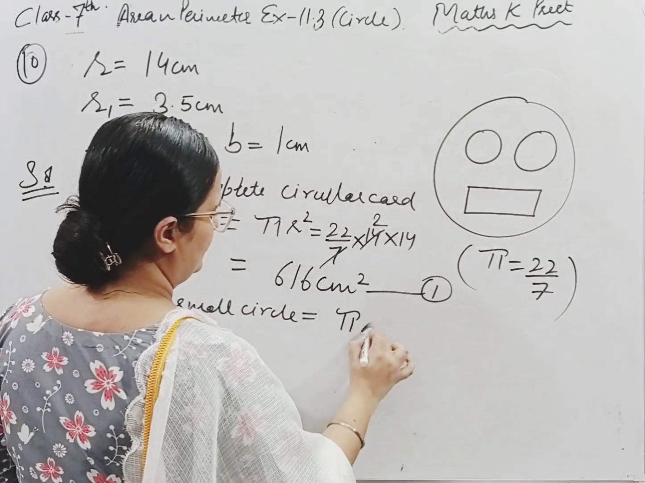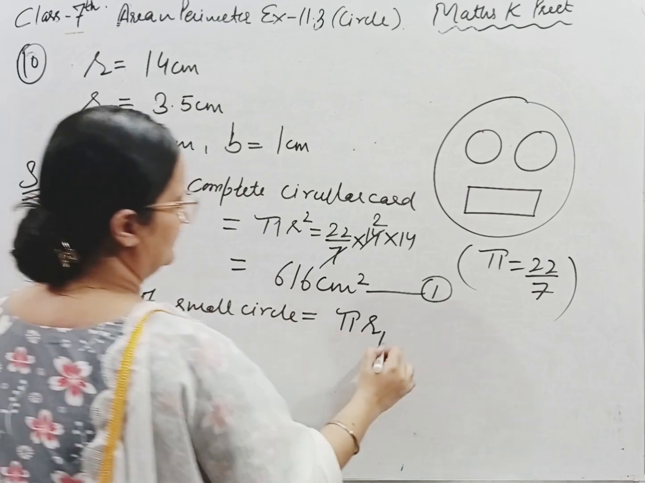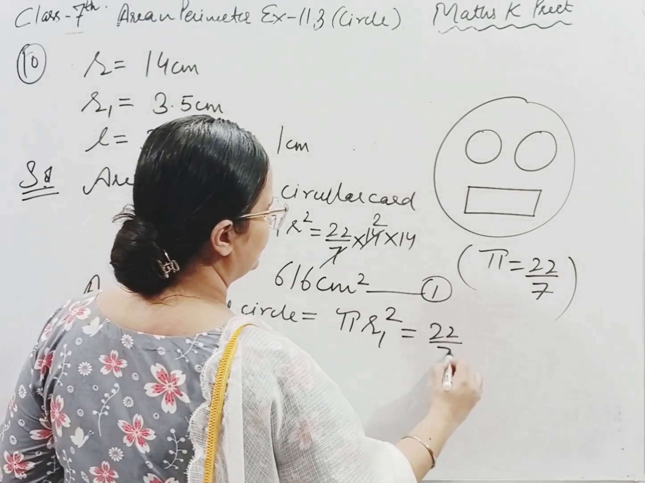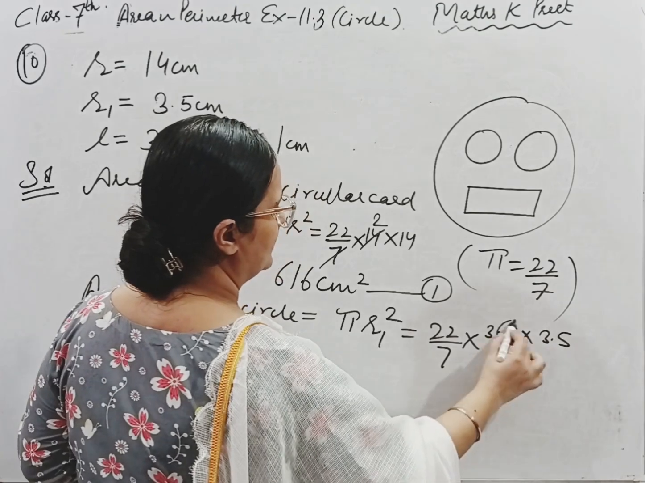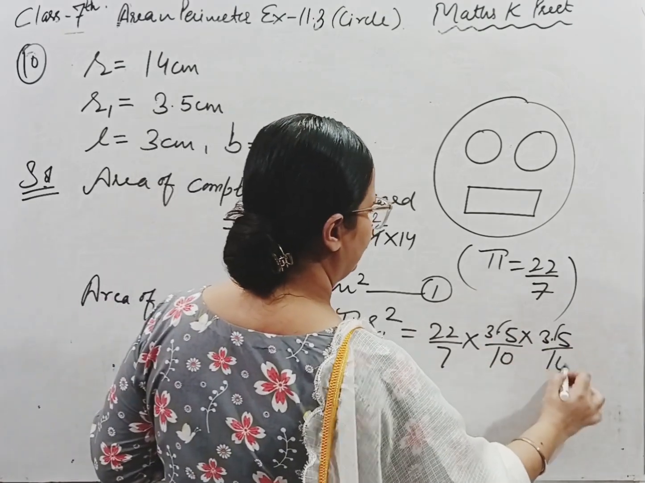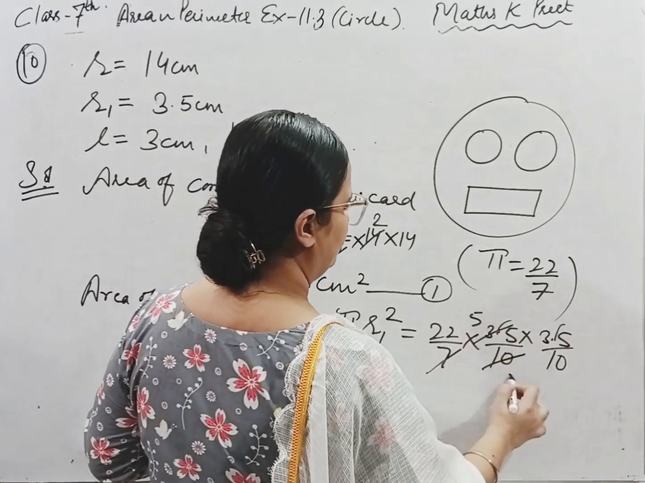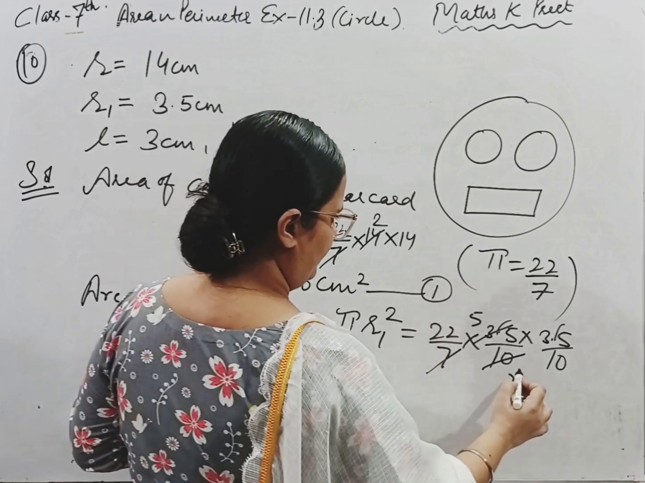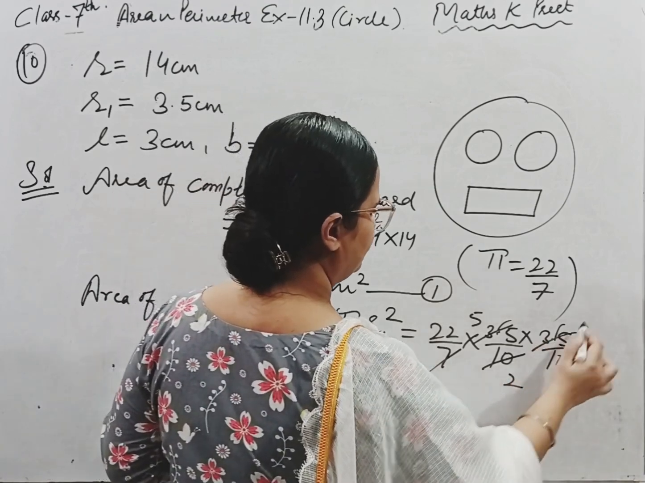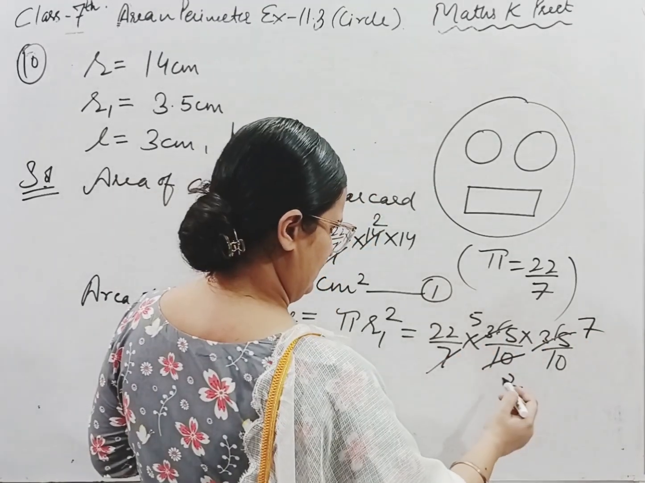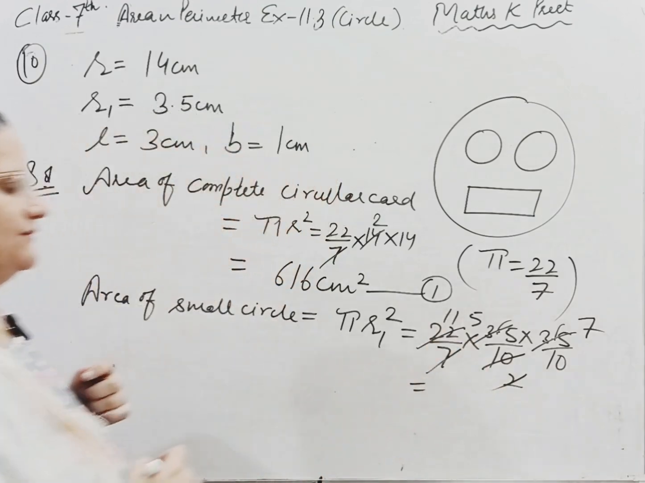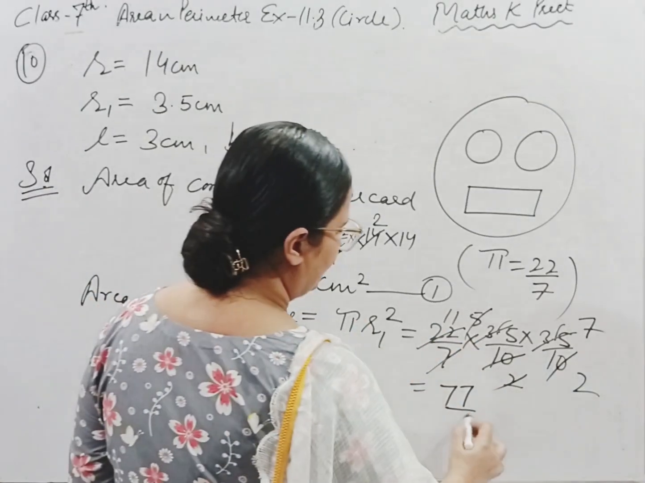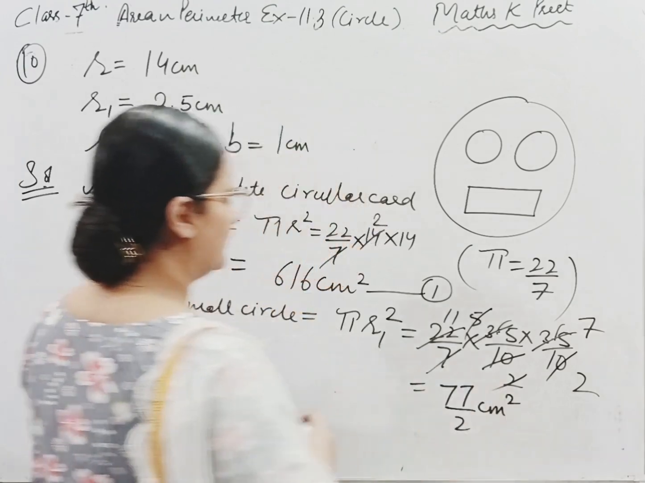Now to find the area of these two circles, area of small circle is equal to pi r1 square, where r1 is the radius. Pi is 22 by 7. r1 is 3.5 into 3.5. So this is my 10, this is my 10. 7 5s are 35. 5 2s are 10, 5 7s are 35, and that's it. After cancelling, 77 by 2 centimeter square.